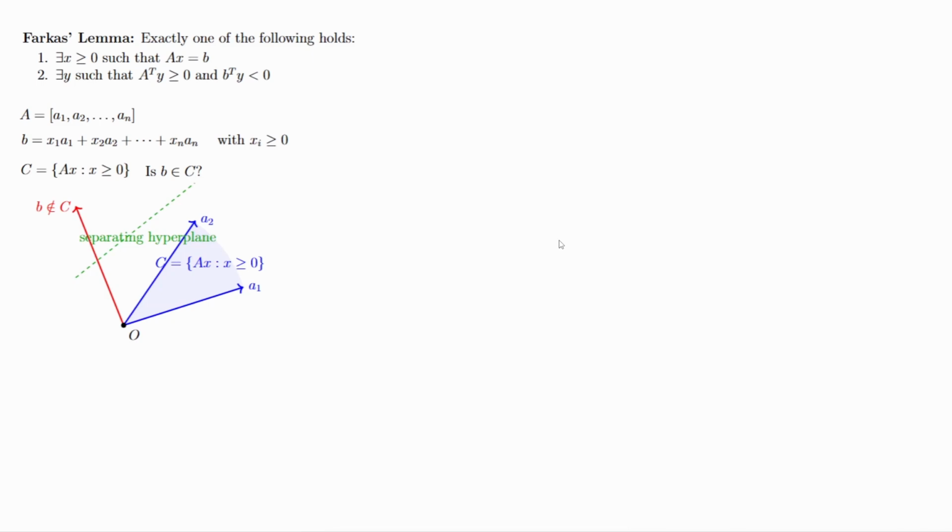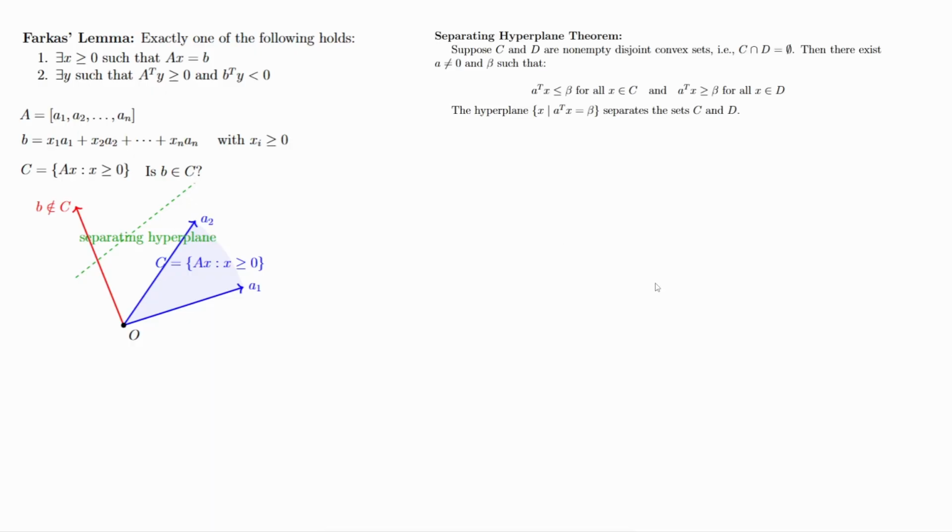So let me remind you of the separating hyperplane theorem from section 2.5. The theorem just says that if C and D are non-empty disjoint convex sets, meaning the intersection is empty, then there exists a separating hyperplane that goes between them. Meaning that there's an a not equal to 0 and beta such that a transpose x is less than or equal to beta for all x in C, and a transpose x is greater than or equal to beta for all x in D. So we can say that the hyperplane x such that a transpose x is equal to beta is the hyperplane that separates C and D.